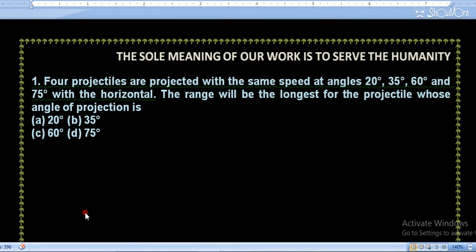In this session we are going to discuss some important questions which are based on the topic projectile. So in this video we will discuss the top 10 projectile questions.